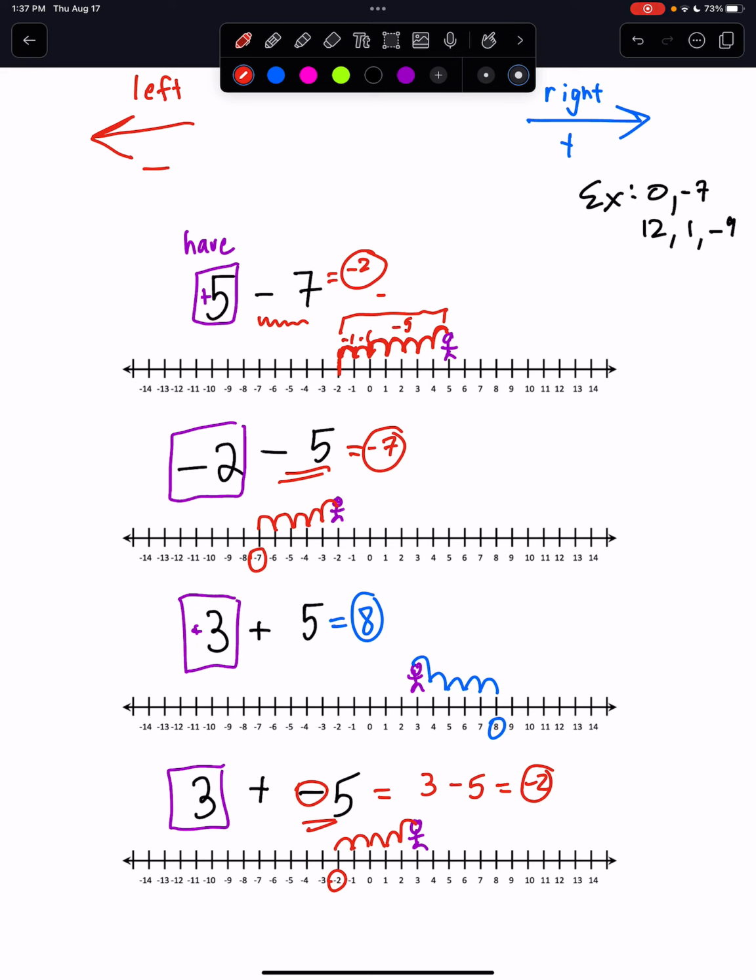Okay, so again, we're still hammering home this key idea. If we're moving left, we see subtraction. Also, again, if you see plus a negative, that's the same thing as minus. Those are all examples of us moving to the left.